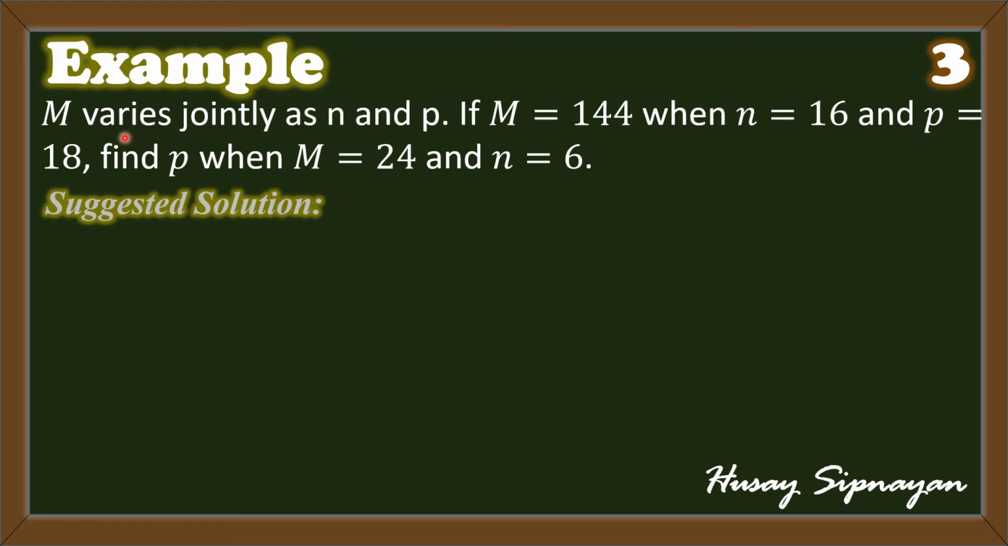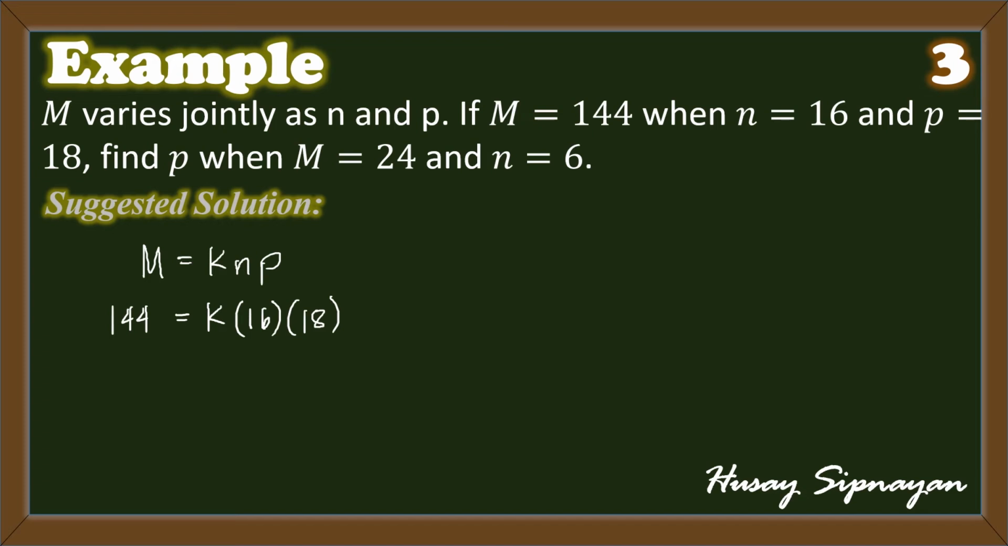Una, meron tayong m varies jointly as n and p. Kung k ang ating constant of variation, ang ating equation ay m is equal to k times n times p. Kung isa-substitute natin ang m equals 144, n equals 16, at p equals 18, makukuha natin ang value ng constant of variation. Gawin natin yan. 144 is equal to k times n, that is 16, times p, that is 18.